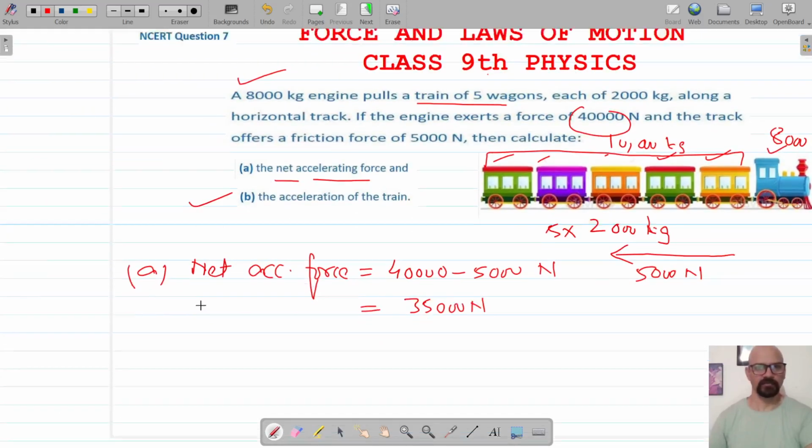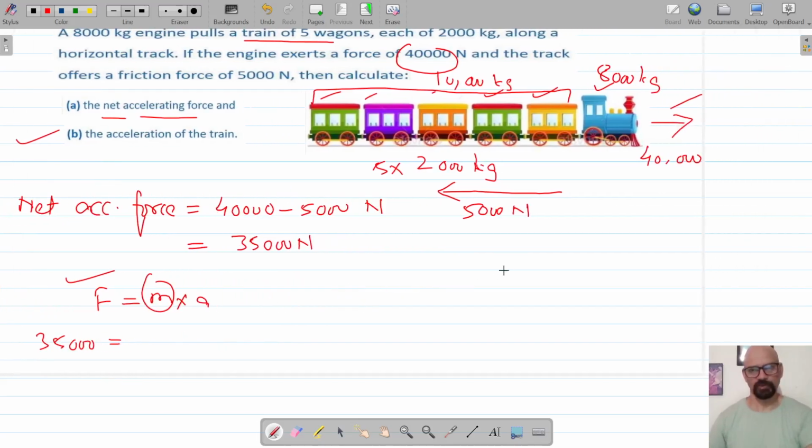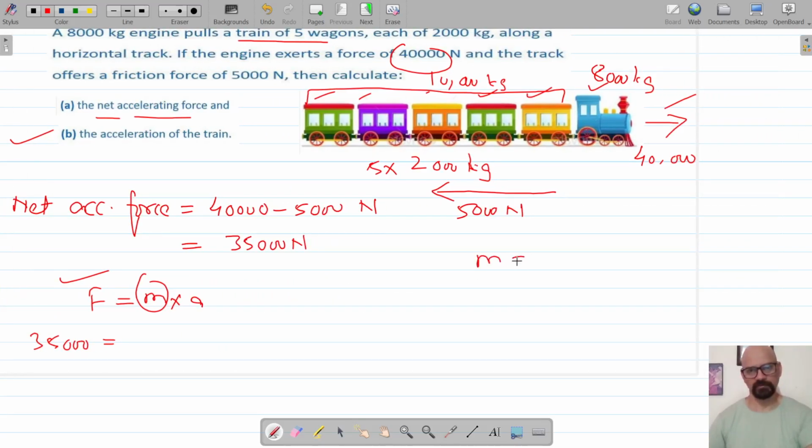Now we have to find the acceleration of the train. We can calculate it from the formula F is equal to m into a, because we know the force, which is 35,000. Now the mass would be the total mass of the train, which consists of an engine and 5 wagons, so 8,000 plus 5 wagons of mass 2,000 each, which is 8,000 plus 10,000, equal to 18,000 kg.